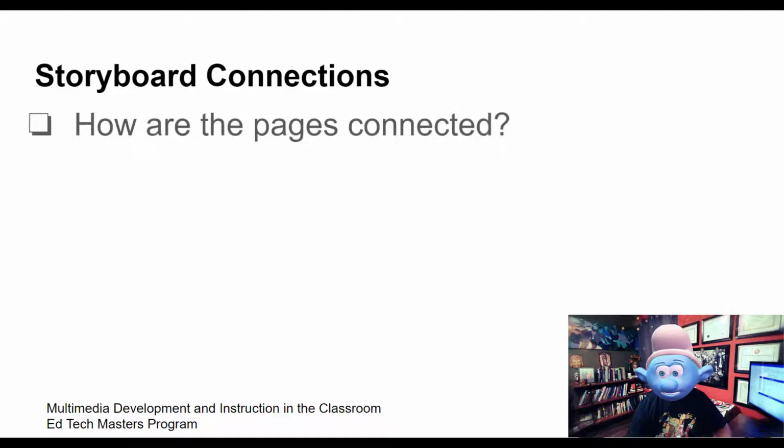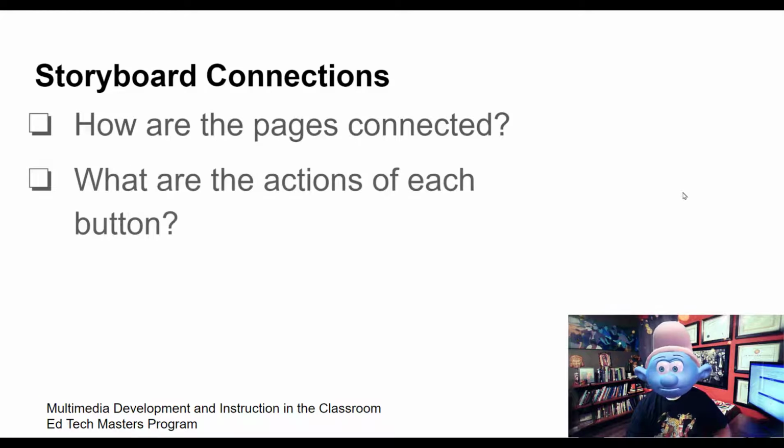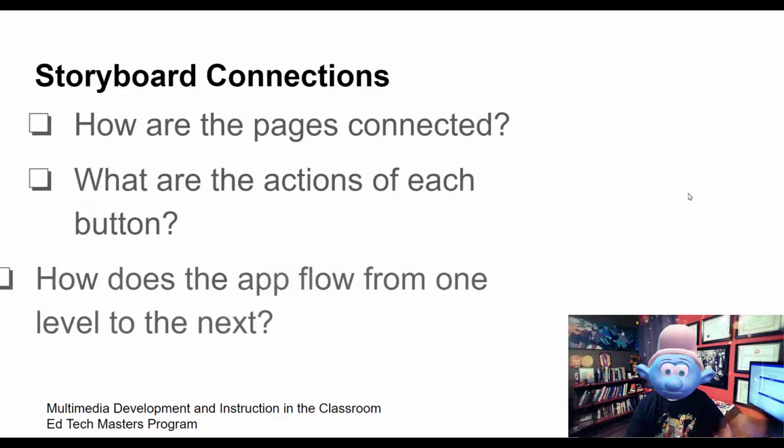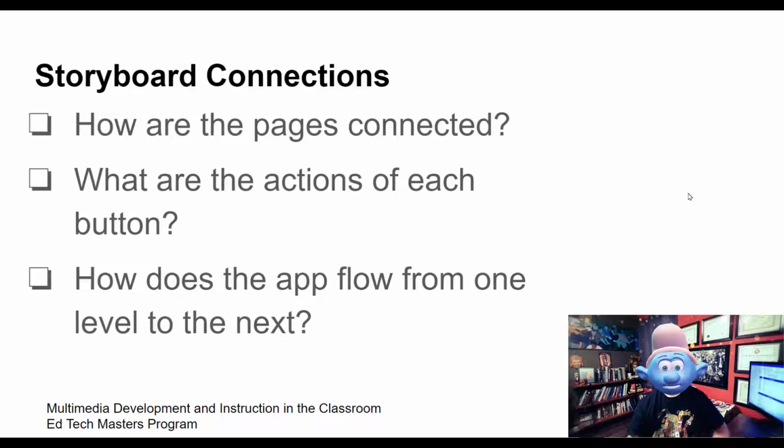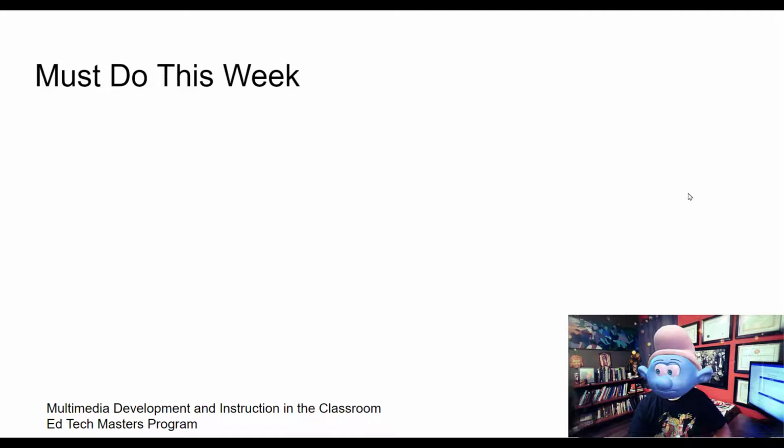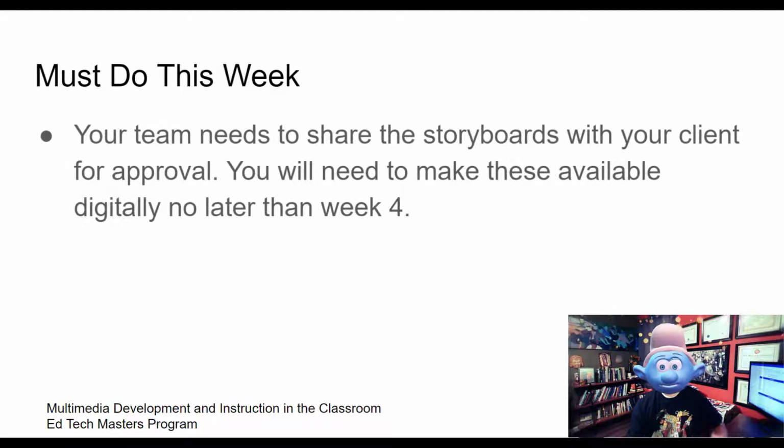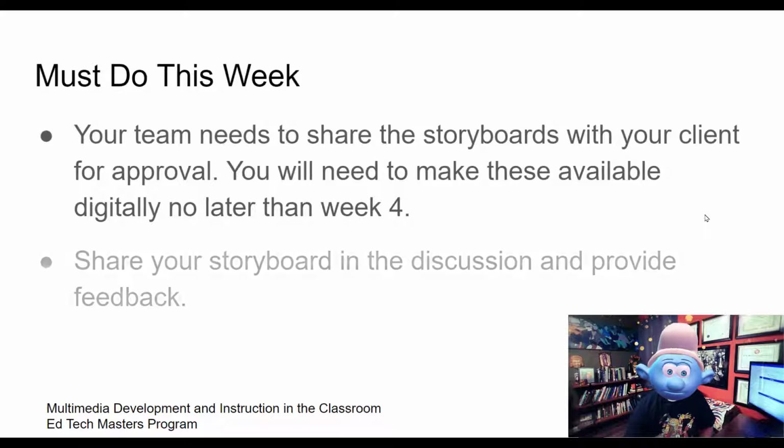Now, as you go through the storyboard, some things for you to consider are, how are the pages connected? What are the actions of each button? And then finally, how does the app flow from one level to the next? So the big things that you need to do this week, your team needs to share the storyboards with the client, me. You need to make these available digitally no later than week 4. And then finally, you need to share your storyboard in discussion and then provide feedback to your peers.